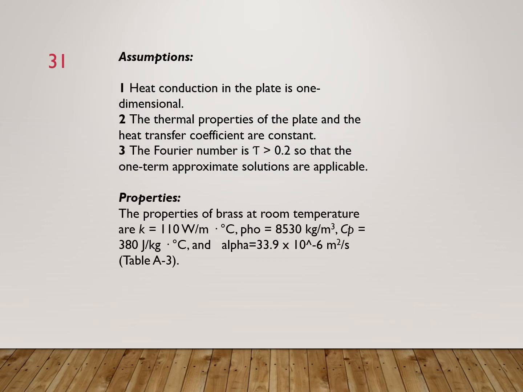So we take assumptions. Heat conduction in the plate is one dimensional. The thermal properties of the plate and the heat transfer coefficient are constant. The Fourier number tau is greater than 0.2, so that the one term approximation solutions are applicable. The properties of the brass at room temperature are k equal to 110 W per meter per degree Celsius, and all the other conditions are given here, alpha value, Cp value.